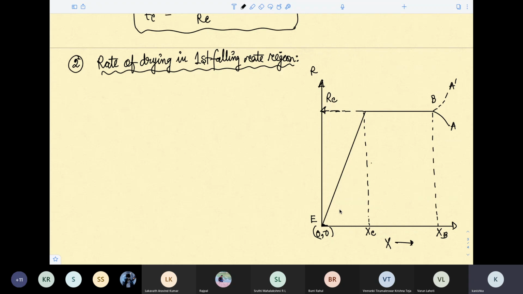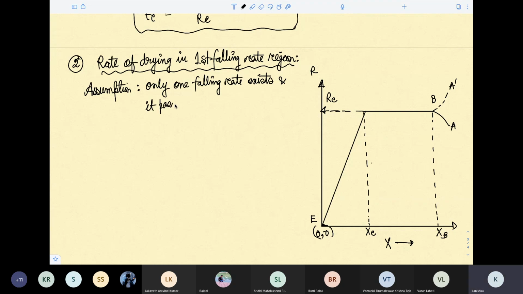All right. So the assumption is that only one falling rate exists and it passes through the origin, and let's say it is a straight line.